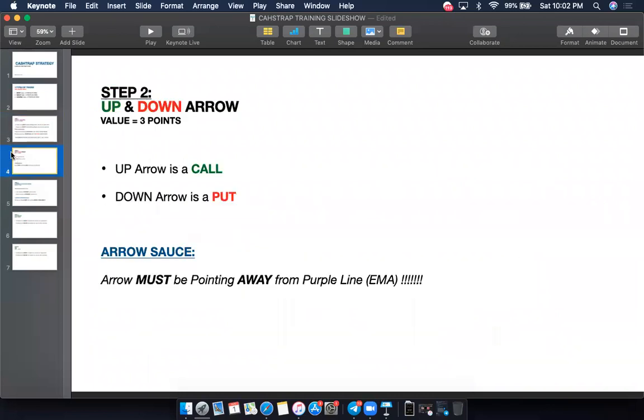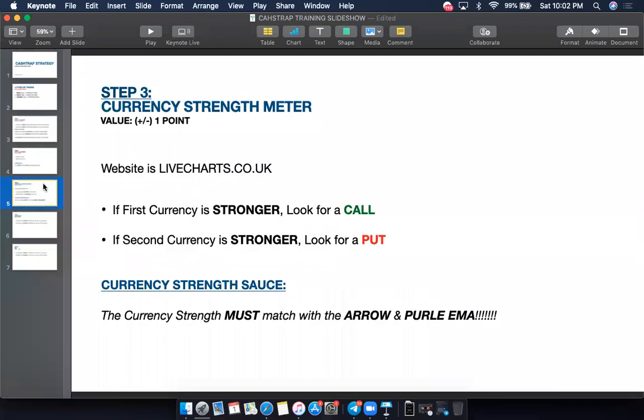Step 2, where's the arrow? Is the arrow pointing towards the purple line or away from the purple line? You only take trades with the arrow pointing away from the purple line. All right? And the third step is the currency strength.